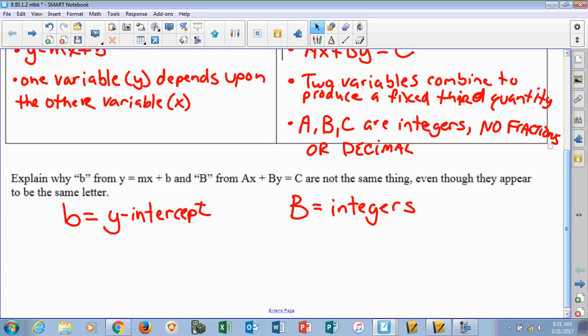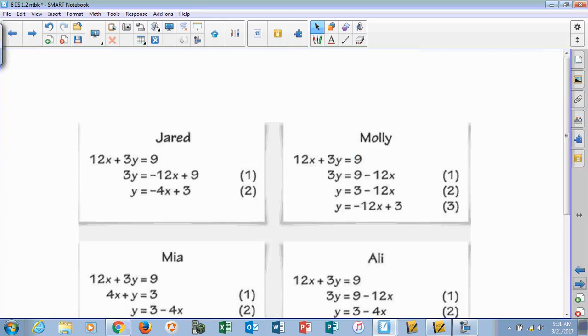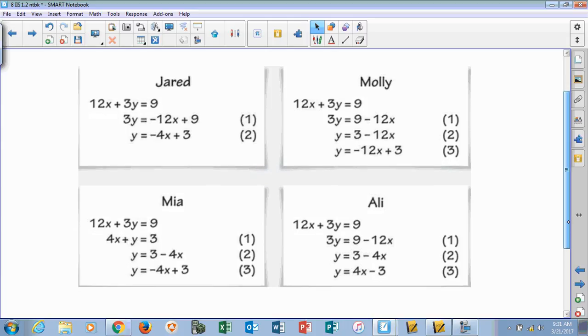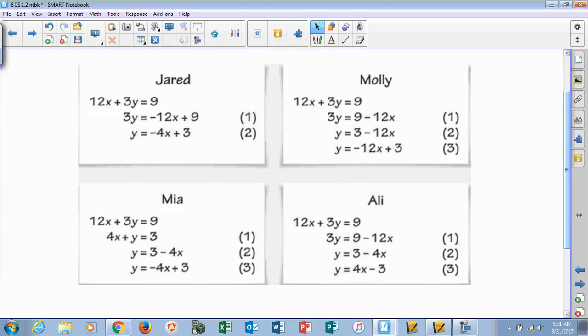All right. So now you're coming upon our first task, at the bottom of your page. It says four students tried to write 12x plus 3y equals 9 in equivalent y equals mx plus b form. Did each student get an equation equivalent to the original ax plus by equals c form? If so, explain the reasoning for each step. If not, tell what errors the student made.